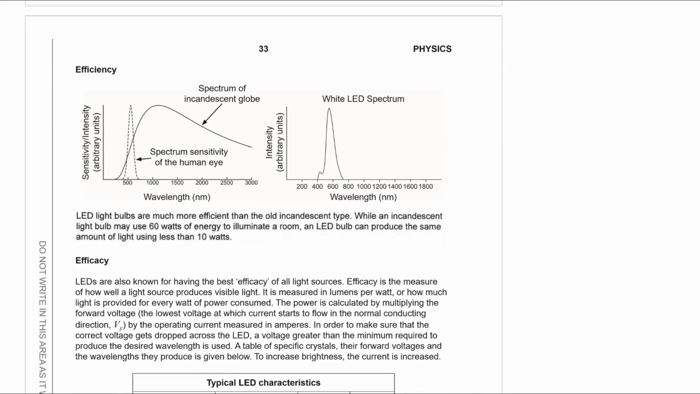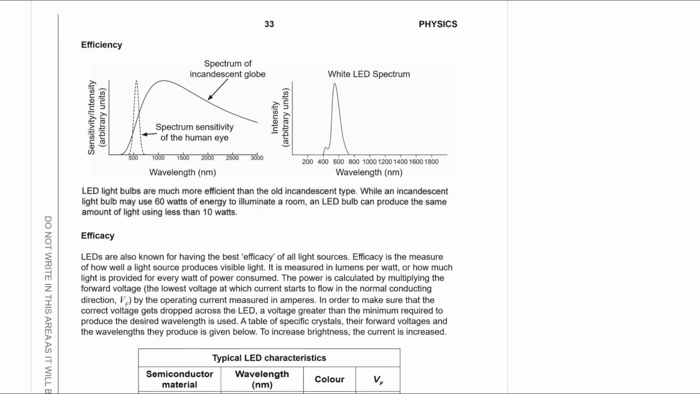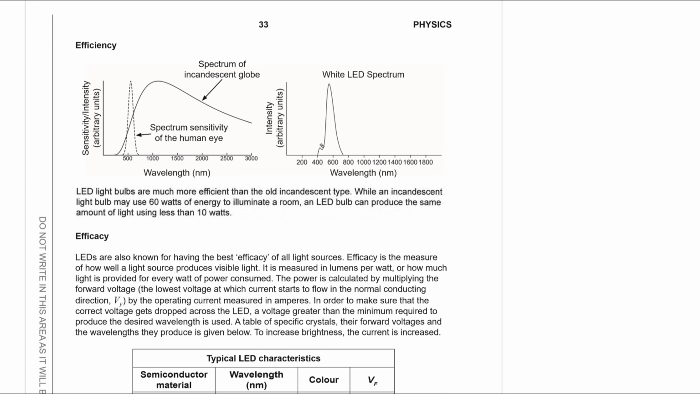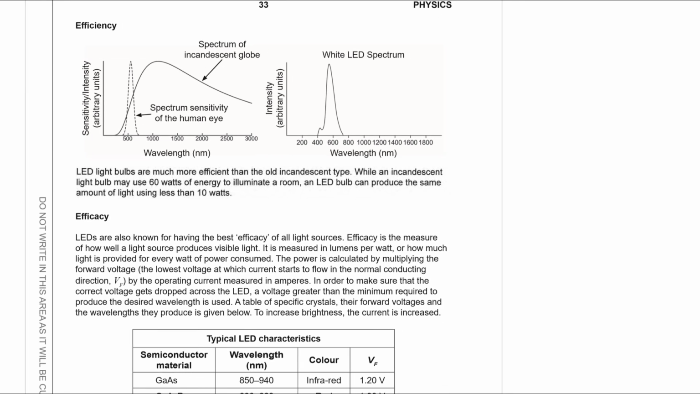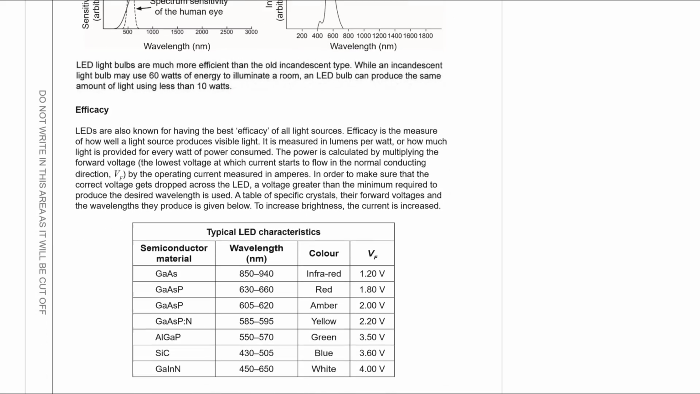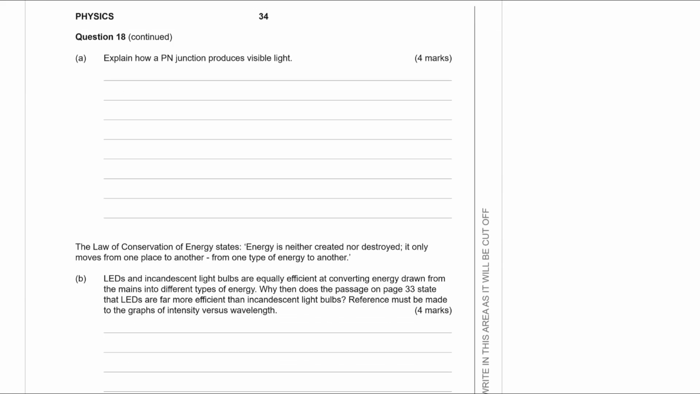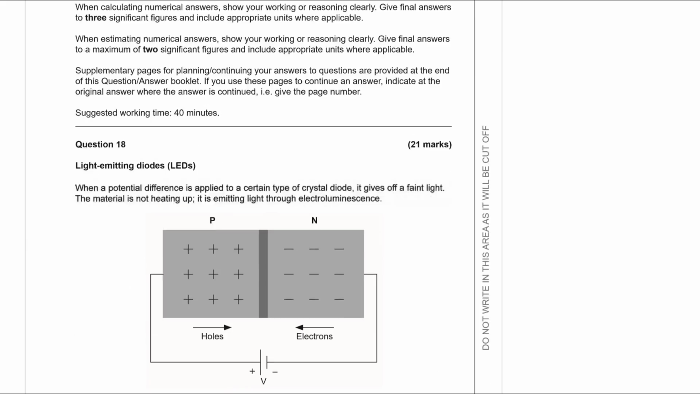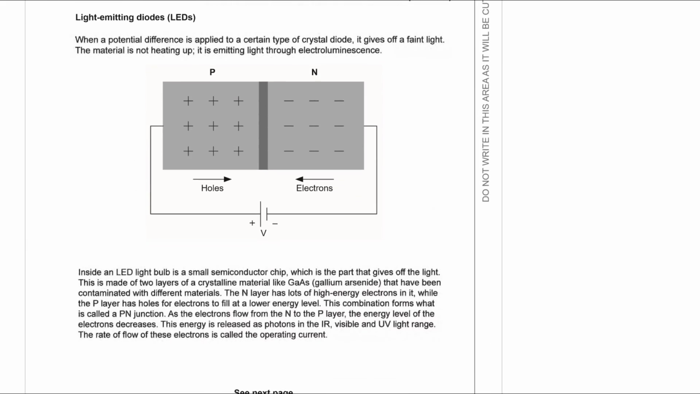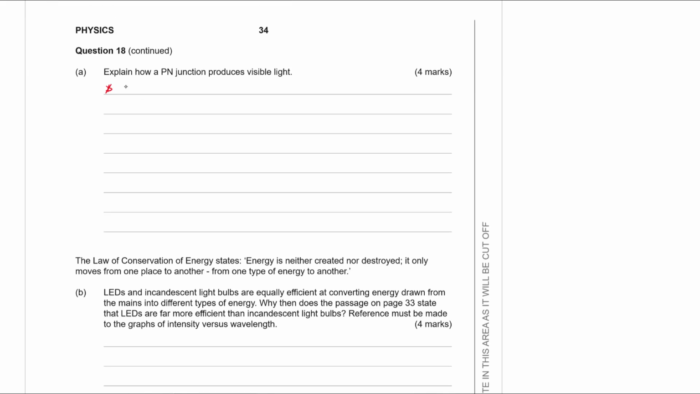And then it talks about the luminosity of LEDs, how they basically emit energy in the wavelength of visible light, which makes them more effective as light sources. And then it talks about the difference between efficacy and efficiency. We'll get to that stuff later on. So the first question is asking how a PN junction produces visible light. So essentially what it's asking you to do is regurgitate the information here, which explains how the LED works.